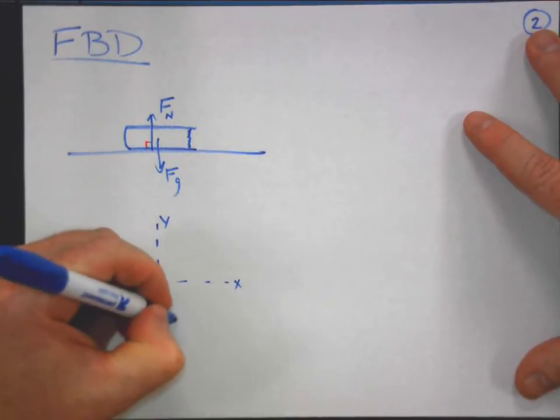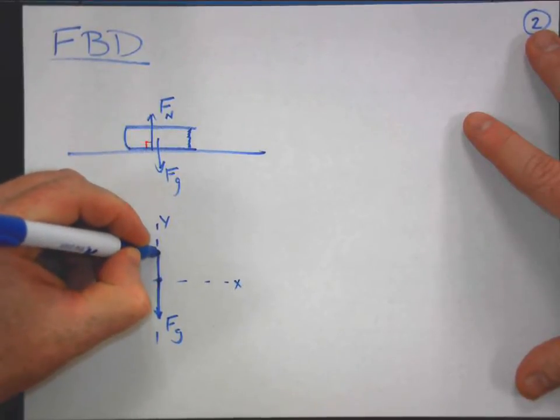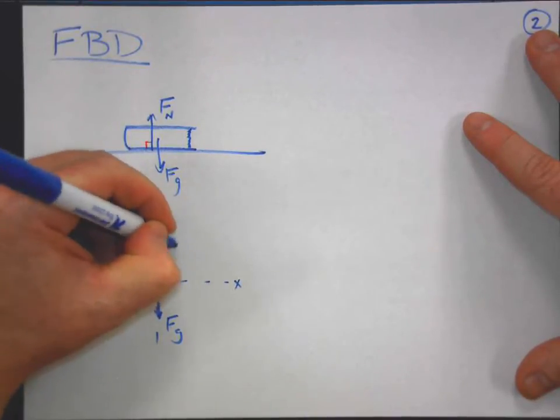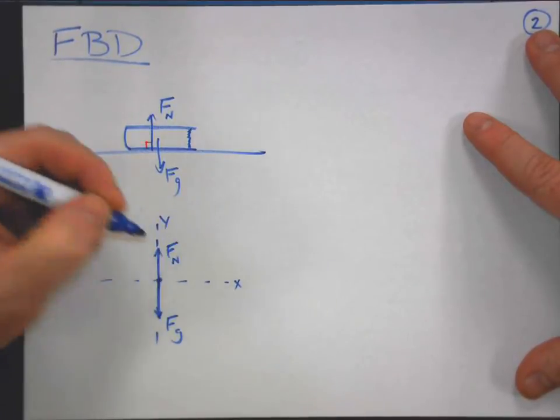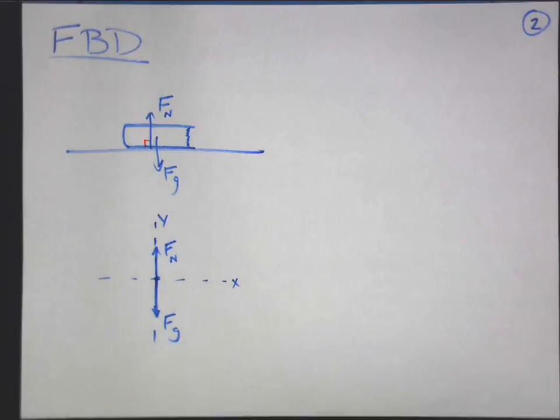Weight down. Force of gravity. And normal force up. Now my question to you is, how do I know how long to draw these arrows? How do I know that they should be the same length? Well, of course, you say.